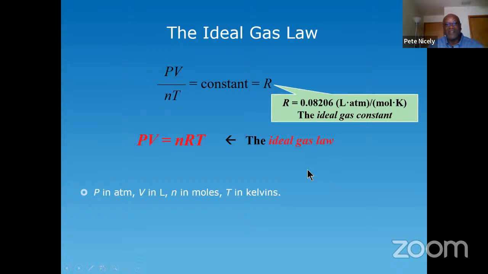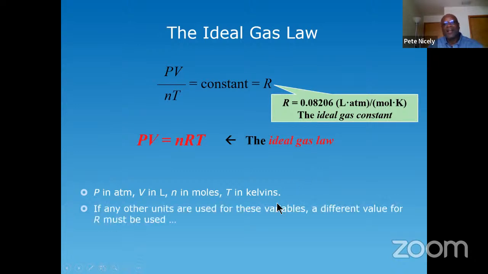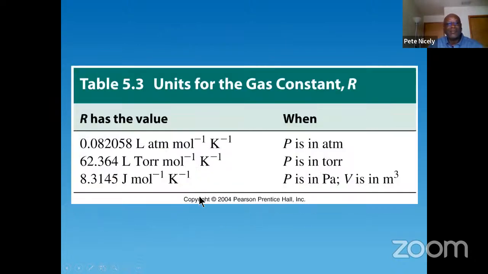Now, there are other possible values of R depending on other units that are used. So for example, if the pressure is in atmospheres and all the other units are the same, volume is in liters and so on, then as we said before, R is equal to this. But if the pressure is in torr and all the other units are the same, then R has this value right here. And then a special case, which we're going to see later on, is that if pressure is in pascals and volume is in meters cubed, then R works out to be equal to 8.31 joules per mole Kelvin.